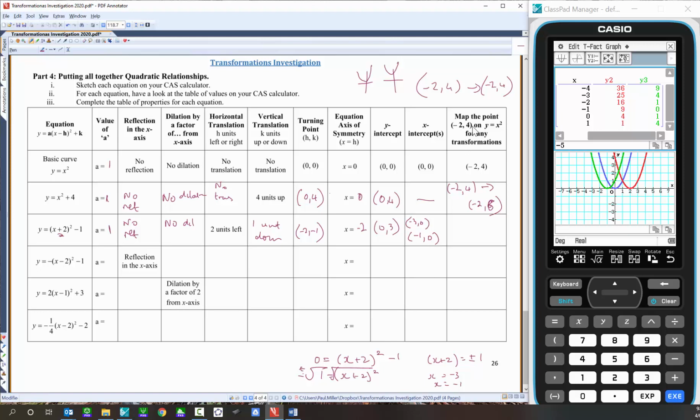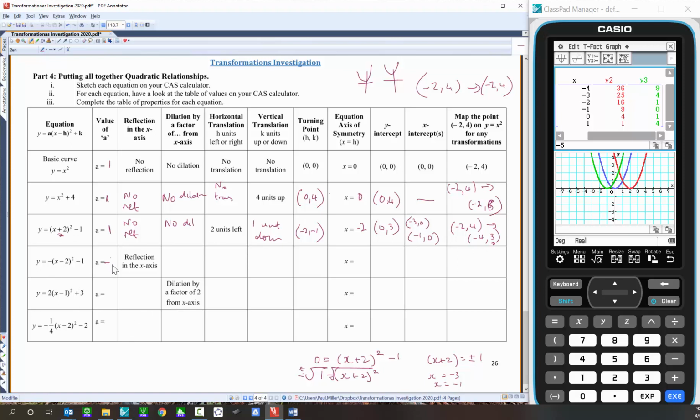All right, the point negative 2, 4 is going to move 2 units to the left. So negative 2, 4 is our original. That moves 2 units to the left, which will be negative 4, and 1 unit down will be 3. Okay, we can try that out. You slam negative 4 into there. Negative 4 plus 2 is negative 2. Negative 2 squared is 4. 4 take 1 is equal to 3. Okay. All right, let's have a look at this one.